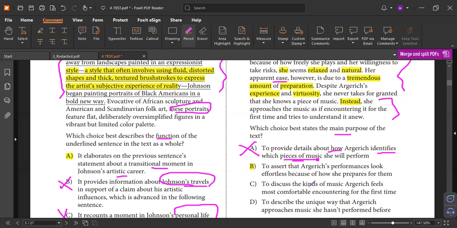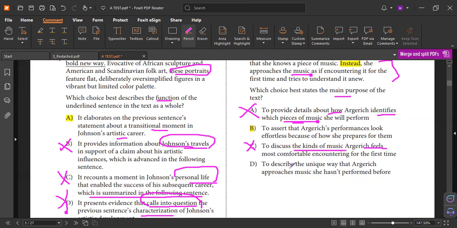Look at letter C, which discusses the kind of music she feels most comfortable with. The text is not talking about the kind of music she feels comfortable with or not, and it doesn't mention many kinds of music, just music in general. So letter C is not supported. Again, letter D describes the unique way Argerich approaches music she hasn't performed before, but that is not supported either.